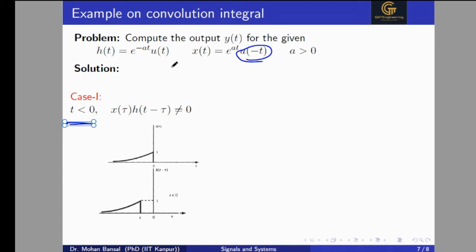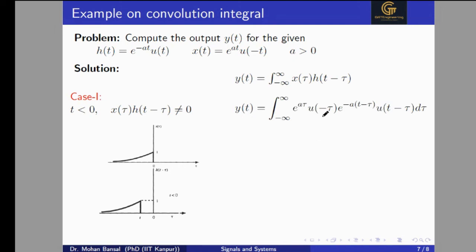Now we'll plot e to the power minus a t u(t). It is plotted like this. If we write h(t minus tau) with respect to tau, the signal will start from t and go towards minus infinity. So our plot will look like this. Our t is less than 0, that's why it is starting from the negative side. Now if we multiply both of these signals, we'll get some non-zero value because the non-zero values in both the signals are overlapping. Now we'll compute the integration and we'll replace this limit.